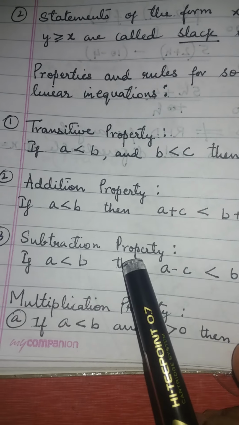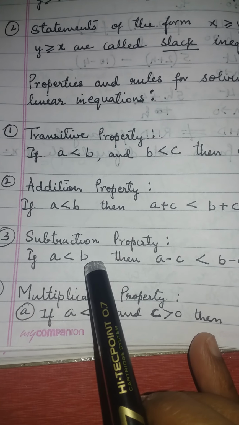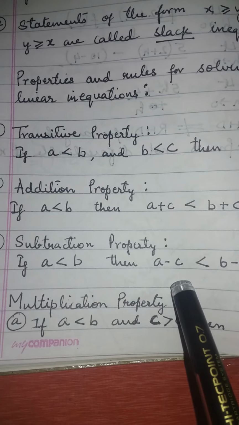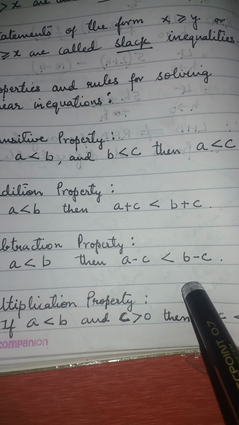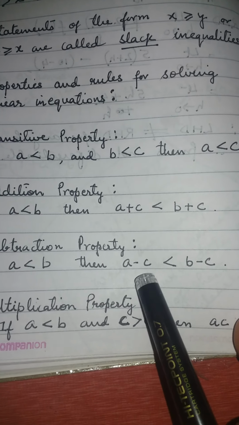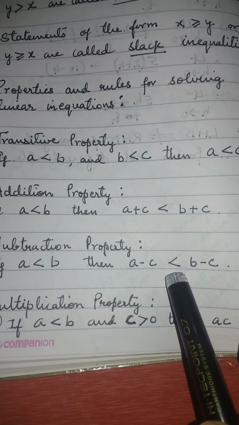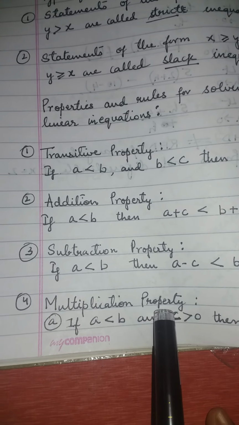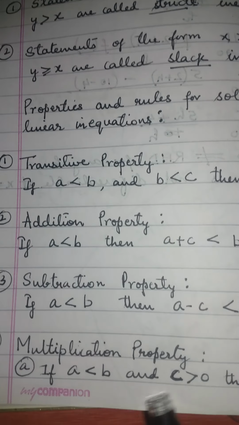Similarly, the subtraction property. Suppose it is given that A is less than B and there is a constant number C, then A minus C will be less than B minus C. Right? Meaning subtracting any number from both sides of an inequality will not change the sign of the inequality. Then another property is the multiplication property. But in the multiplication property, there are two cases.